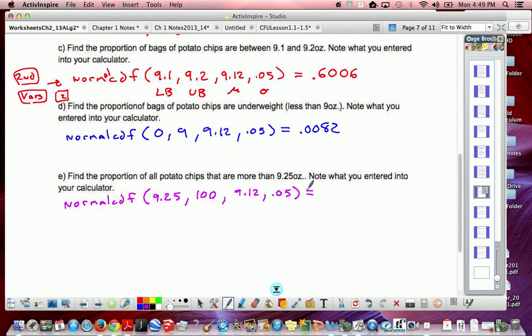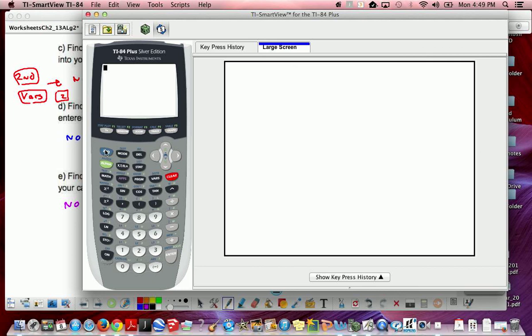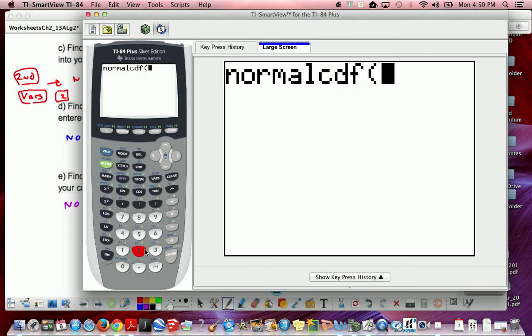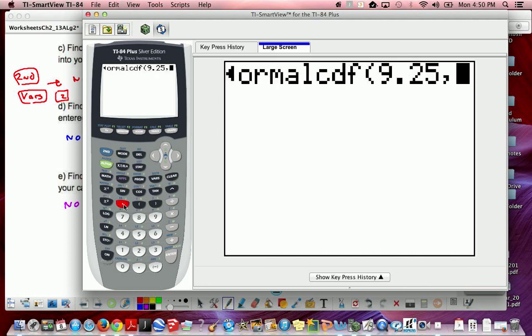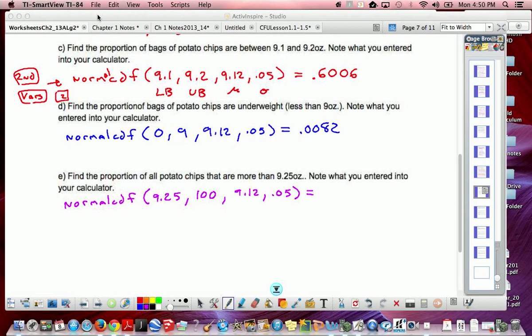So I can go ahead and type this into my calculator. So again, I'm just going to hit clear for a second. Second vars, number 2. So in this case, I'm going from 9.25 to a very large number. I chose 100. You could choose 90 and it'll probably give you the same exact answer. 9.12, comma, 0.05. Go ahead and hit enter, and it gives me 0.0047.